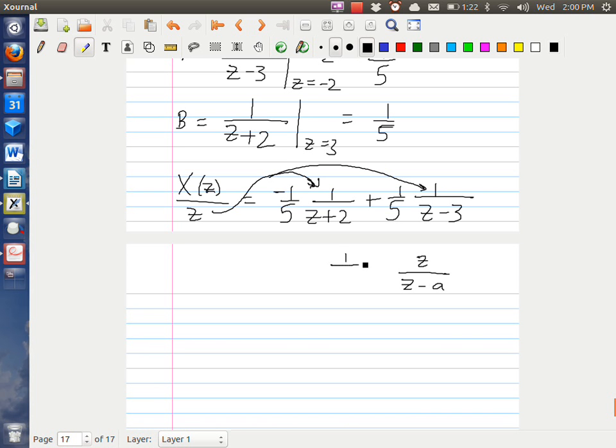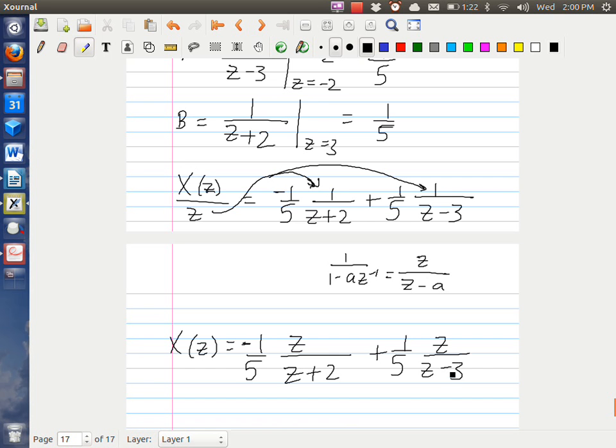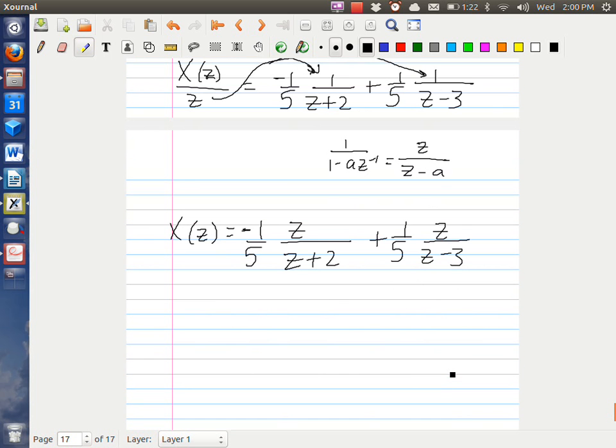Either this or that, which are identical to each other. But if you move this z up there, you will end up with negative 1 over 5 z over z plus 2 plus 1 over 5 z over z minus 3. And this isn't exactly that form. This is more like z over z minus negative 2, right? So the inverse z transform would come out to be negative 2 to the n u of n.